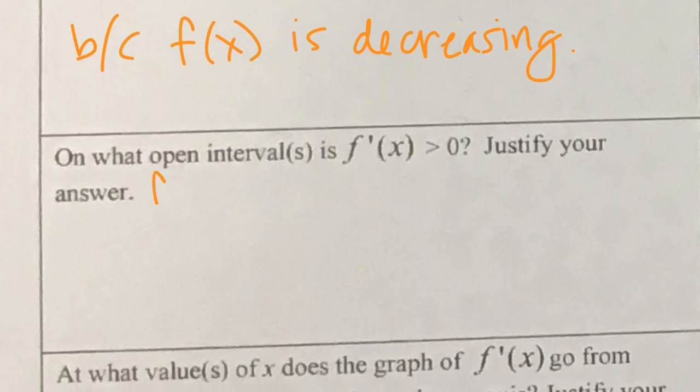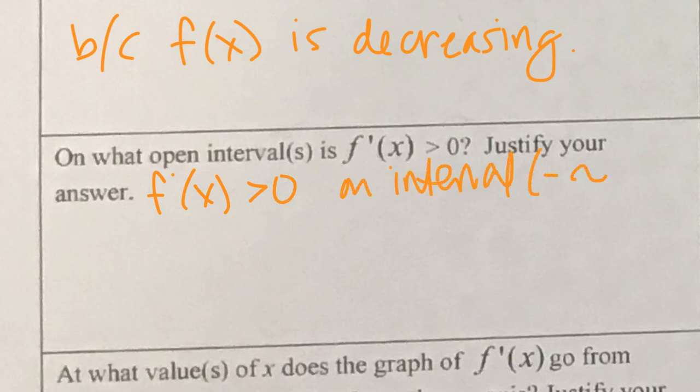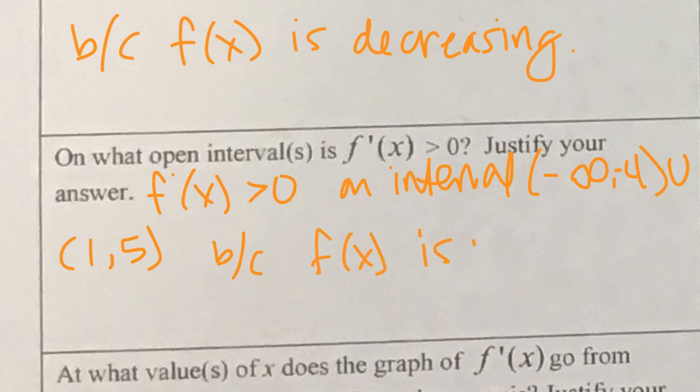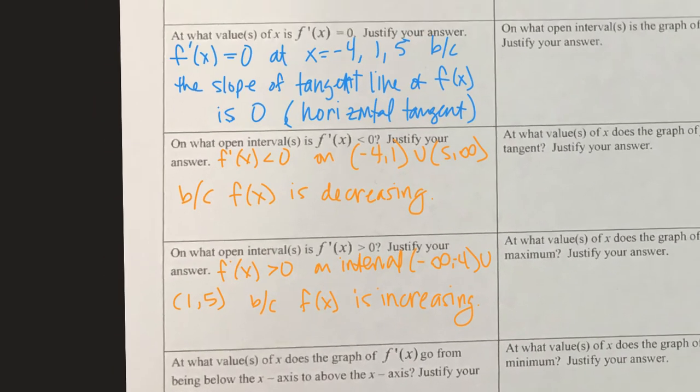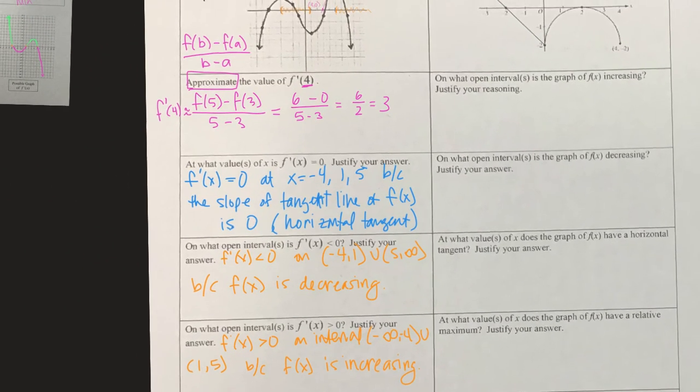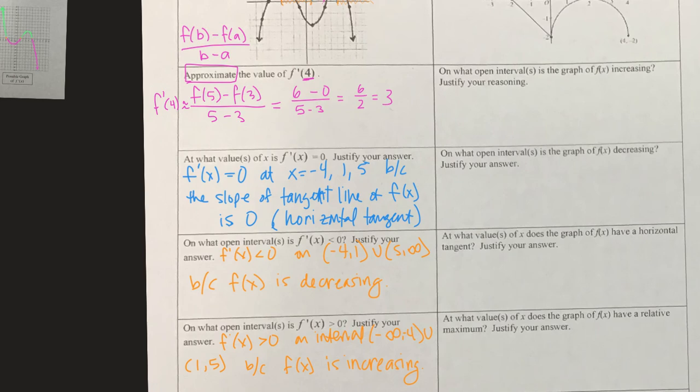Similarly, f prime of x is greater than 0 on the interval from negative infinity to negative 4, and then from 1 to 5, because f of x is increasing. So we're taking an answer about f prime based upon the graph of f. Where f of x is increasing, f prime is positive. Where f of x is decreasing, f prime is negative.